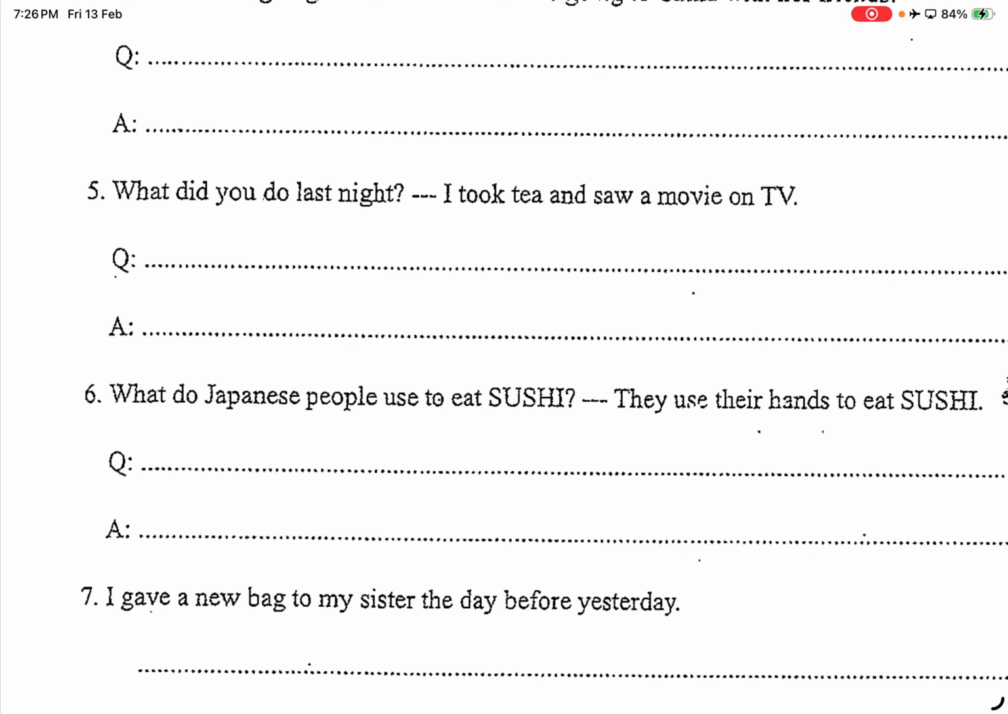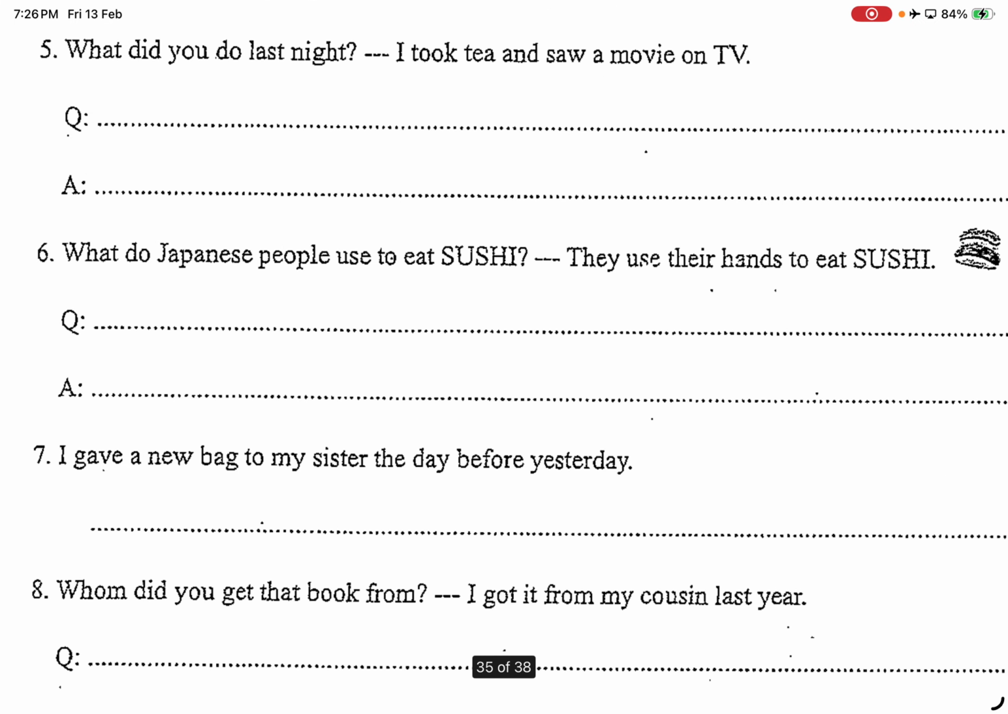Okay, so I'll repeat the answer again. Ocha o nomimashita. Full stop. そして、テレビで映画を見ました。Okay, Jin-kun, are you ready for the next one?